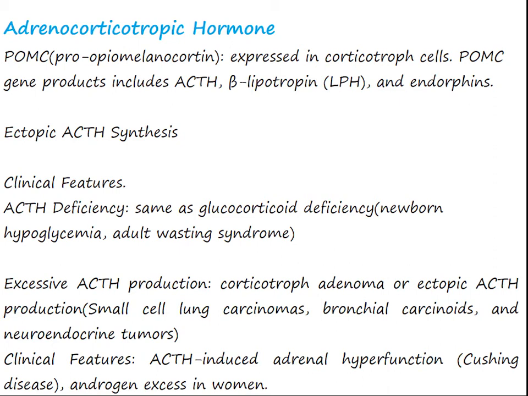On the other hand, excessive ACTH production can arise from a corticotroph adenoma or from an extrapituitary ectopic tumor source. Small cell lung carcinomas, bronchial carcinoids, and neuroendocrine tumors are common causes of ectopic ACTH production. ACTH induces adrenal hyperfunction, causes a syndrome of hypercortisolism called Cushing disease, and also induces androgen excess in women.